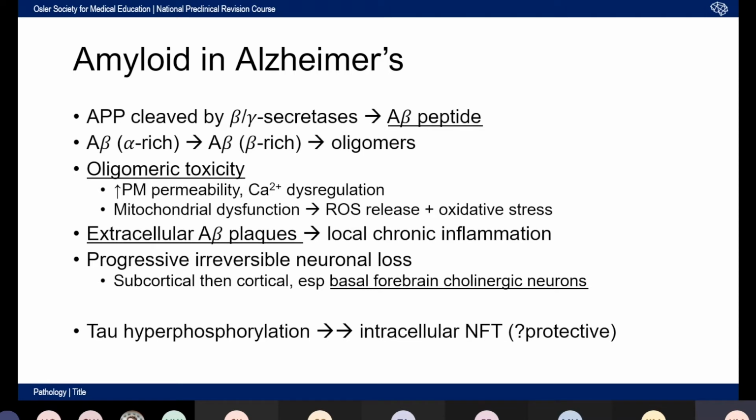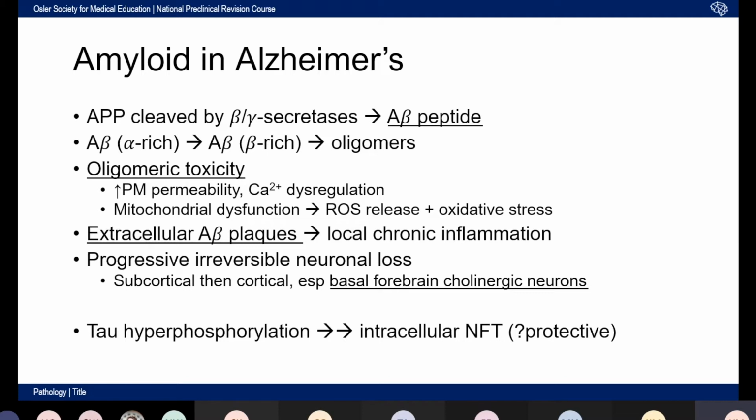As we mentioned before, the key pathological protein in Alzheimer's is derived from APP, which is normally just a large membrane glycoprotein, which is found throughout the brain. APP is typically cleaved by two proteases called beta and gamma secretase. This cleavage produces a protein fragment called beta amyloid. And beta amyloid undergoes this alpha to beta oligomer conversion, and that results in toxicity via the mechanisms that we mentioned earlier. So the permeability, the calcium dysregulation, the mitochondrial dysfunction, etc.